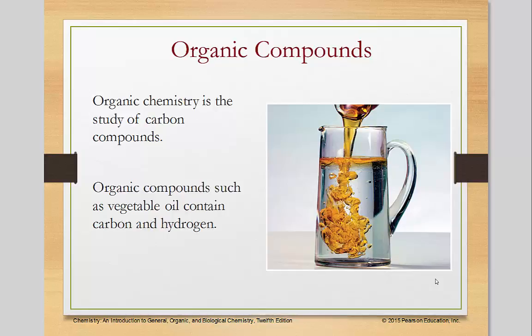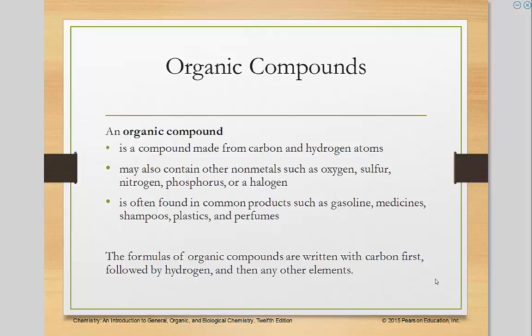In this tutorial, we will be discussing organic compounds. Organic compounds are made primarily of carbon and hydrogen. However, they could contain other things like oxygen, sulfur, nitrogen, phosphorus, or a halogen. Notice that these are all nonmetals. When they contain these, that's going to change how it reacts. That's why those items are important.